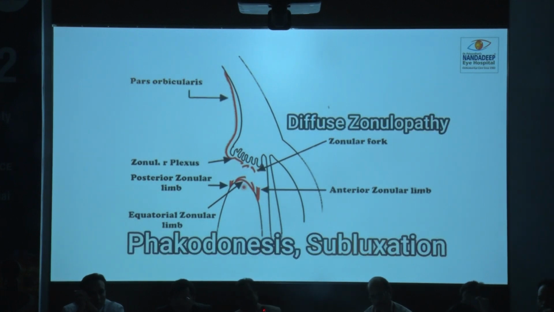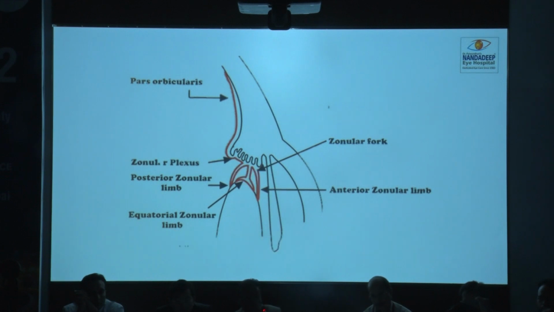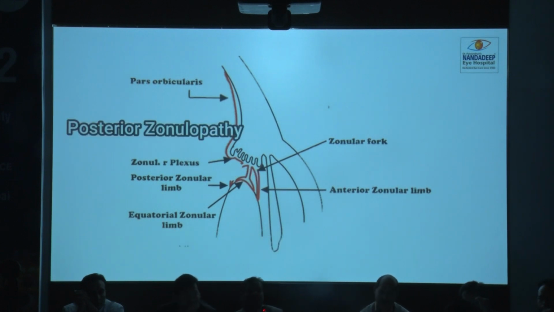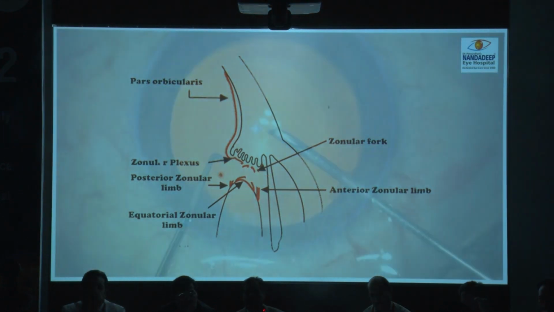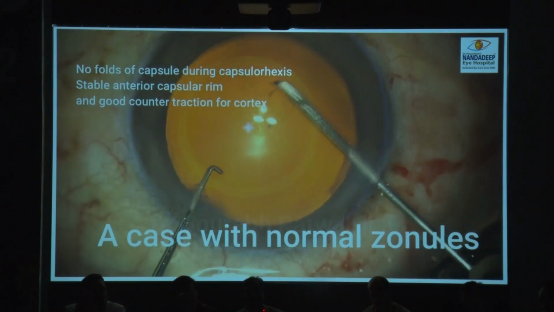The basic anatomy of the zonular complex shows that there is an anterior, equatorial and posterior zonular limb. In diffuse zonulopathy, there is phacodonesis and subluxation, but in posterior zonulopathy, where the weakness or laxity is limited to posterior zonules, it may not be evident preoperatively. The same is true with anterior zonulopathy, where only the anterior limb of the zonules has laxity or weakness.